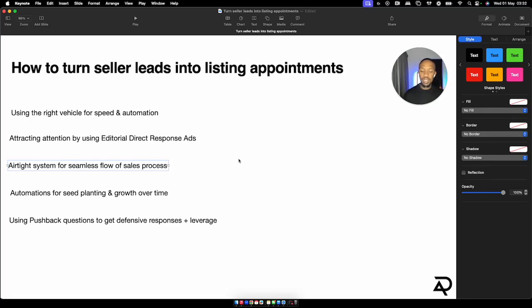So what I mean by that is many agents that we worked with in the past wouldn't have an airtight system. So let's say they may be running ads themselves or they're cold calling, and then they would manually have to do the entire process themselves to take the customer or client from getting their attention up until you have a listing appointment. We have an automated process to make it a lot faster and quicker so that you don't have to be the one who's manually going through this entire process.